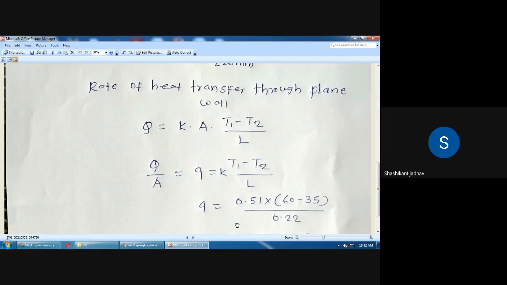Okay, Samruddhi has put the answer 57.95. What is the unit? Remember, the unit is watt per meter square.